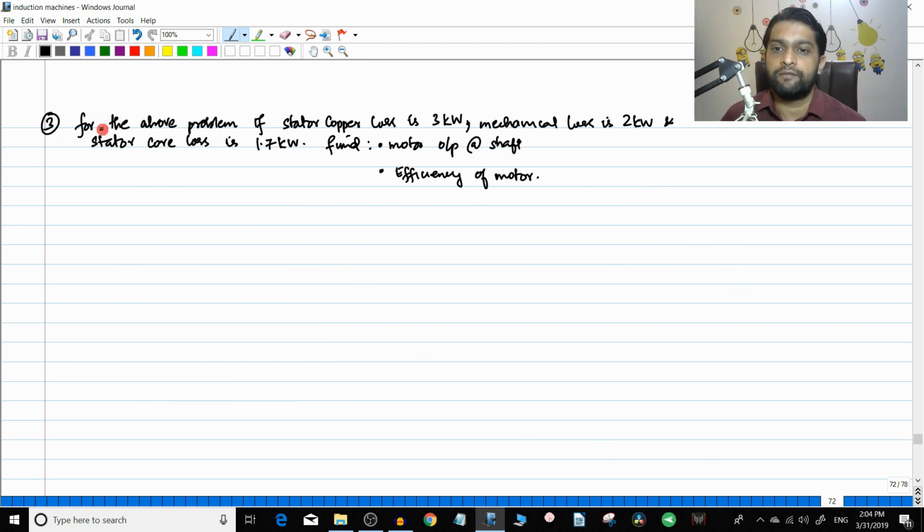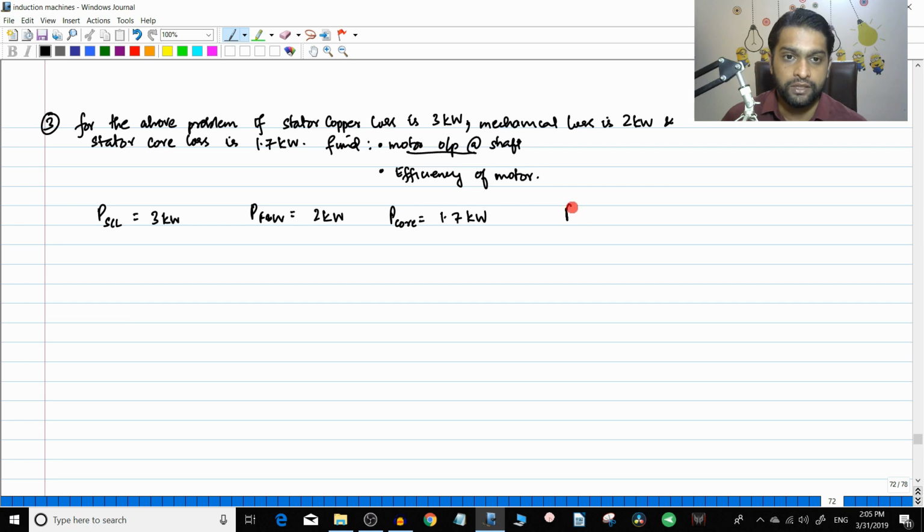What they are telling is that for the above problem, the problem which we have solved just now, if the stator copper loss is 3 kilowatts, so P stator copper loss is equal to 3 kilowatts, and the mechanical losses are 2 kilowatts. So the friction and windage losses are given as 2 kilowatts, and the stator core loss, P core, is given as 1.7 kilowatts.